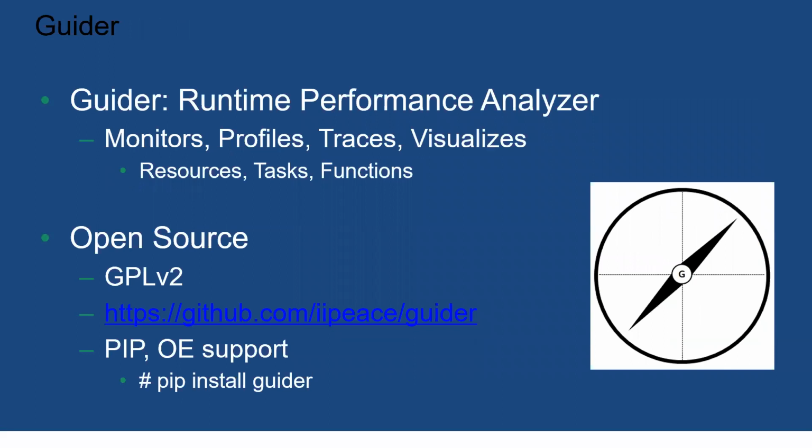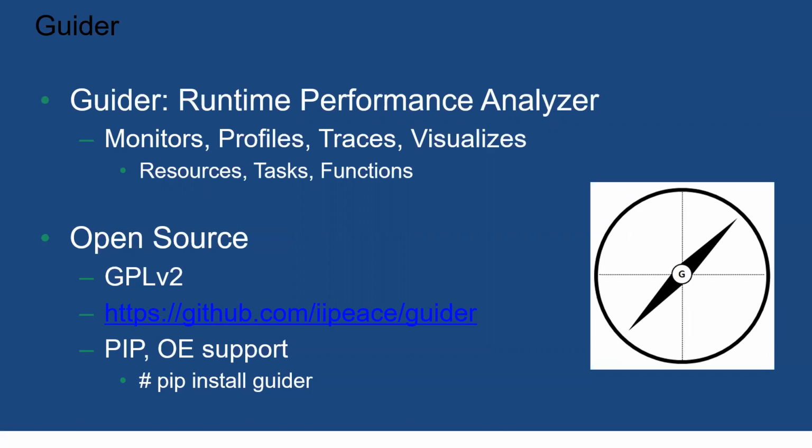So I introduce Guider, a Unified Runtime Performance Analyzer. It can monitor, profile, trace, and visualize various performance factors, and it also contains many embedded units. Now it consists of about 135 commands and their options.